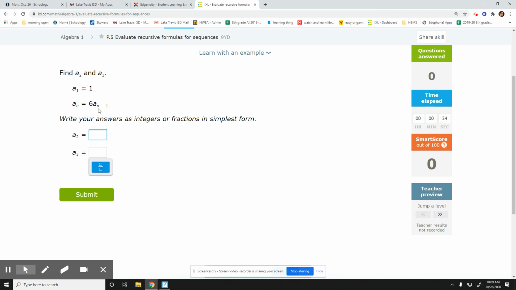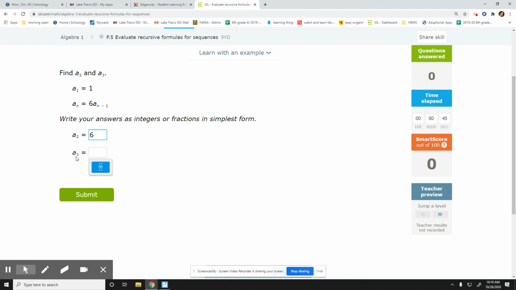So if I'm looking for the second term, do you see how, darn it, I can't write on the screen. Okay, so do you see how A to the n minus 1 means what is before. The term before A2 was A1, right? And it's 1. So you're just doing 6 times 1, which is 6.